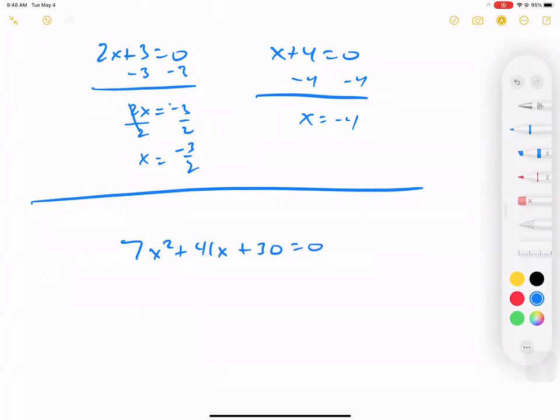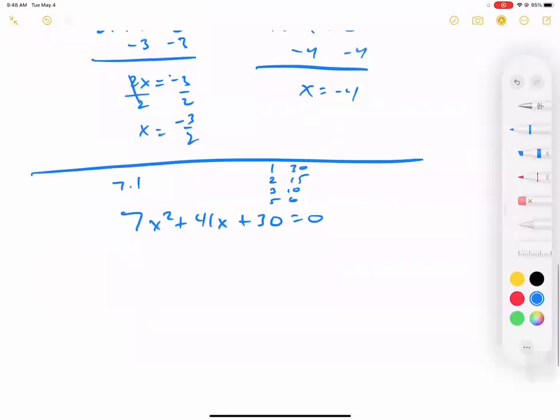Okay. 7 times 1. 30 is 1 and 30, 2 and 15, 3 and 10, and 5 and 6, right? You have to know your multiplication tables. We're in Algebra 1. Hopefully you know them well. If you don't know them, you can learn them. It's not hard. You guys can use your phone. Just go to your app store and search multiplication, and you'll find apps that will help you memorize them.